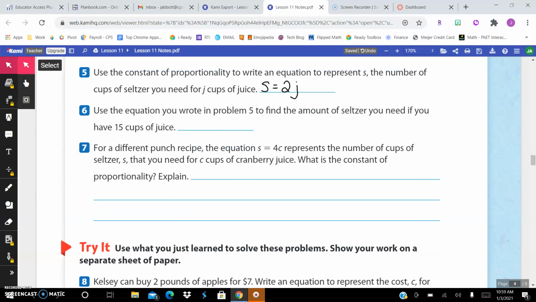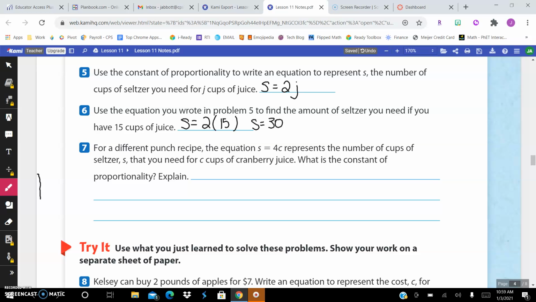All right, number 6. Use the equation you wrote in problem 5 to find the amount of seltzer you would need if you have 15 cups of juice. So I'm going to have to do S equals 2 times 15. So S would equal 30 cups of seltzer.